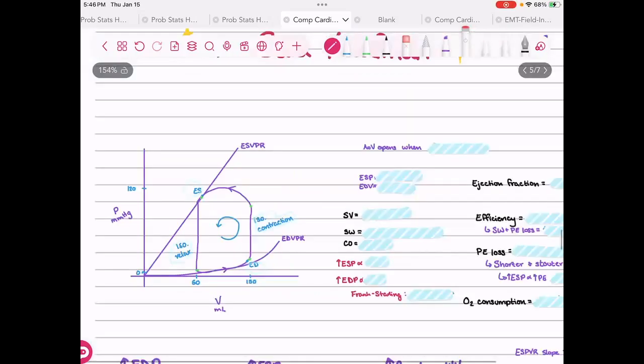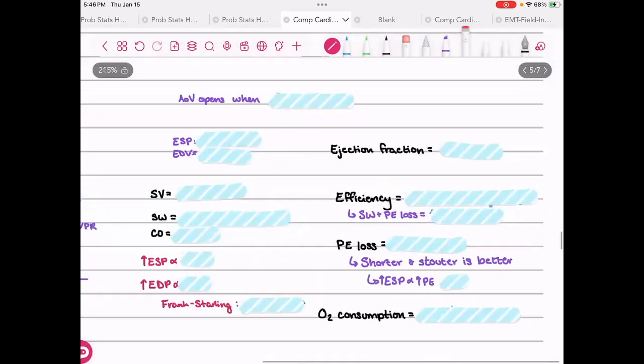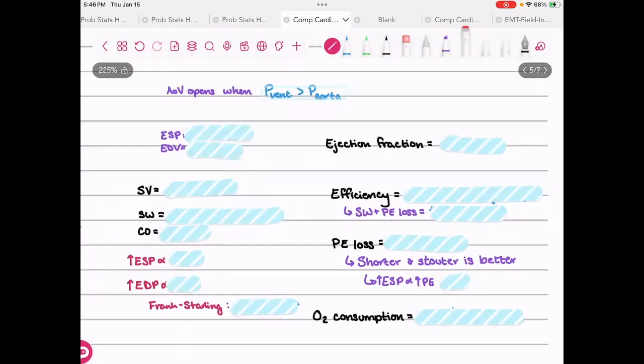There are a few relationships that are really good to know about, and these will come up mathematically. The first one is that the aortic valve opens when the pressure in the ventricle is greater than the pressure in the aorta. This is true for pretty much any valve. As that pressure builds and builds, it's going to force the leaflets of the valve open. And that's kind of how that mechanism works. And we saw that with the Wiggers diagram in the last video.